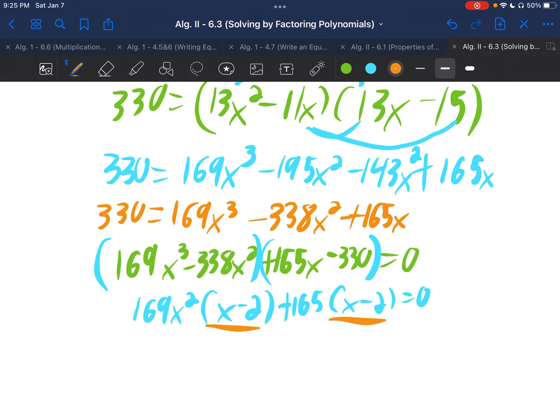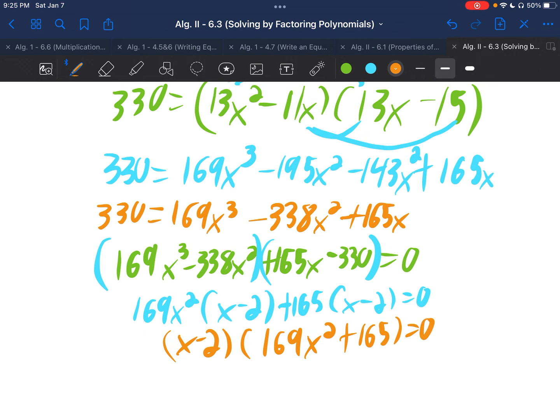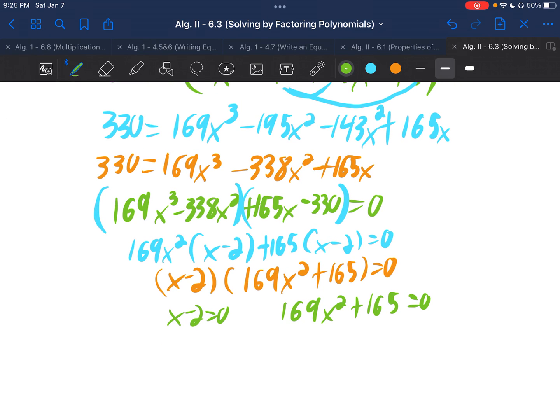So x minus 2 and x minus 2, those are the same. And our other parenthesis is going to be 169x squared plus 165. And now we have two factors that equal 0. The second one cannot be further factored. So we set each equal to 0. As we begin to solve, we solve the left-hand one by adding 2 and get x equals 2. We solve the right-hand one by subtracting 165. So we get 169x squared equals negative 165.